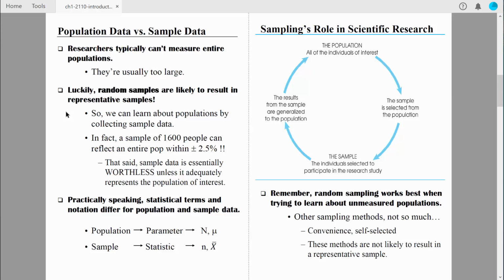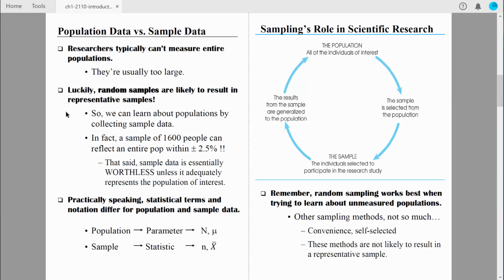If I'm trying to learn about that entire population, but I can't measure all of them, one way that I can learn about them is by measuring a sample that is just like that population in all important ways. So how can I maximize the likelihood that my sample will mirror the population in important ways? The answer is that I can use a random procedure to select people for that sample.